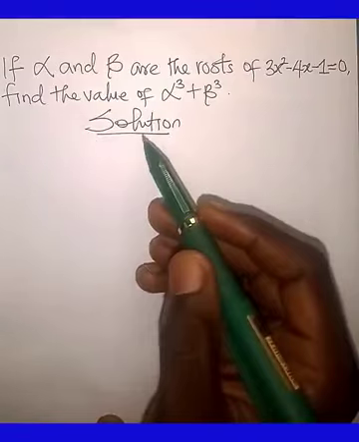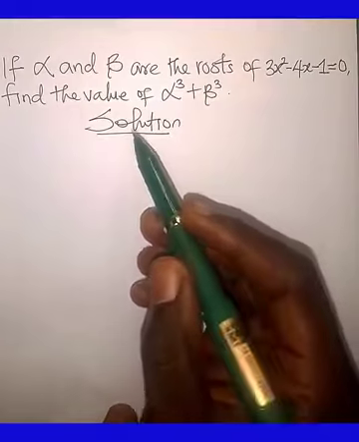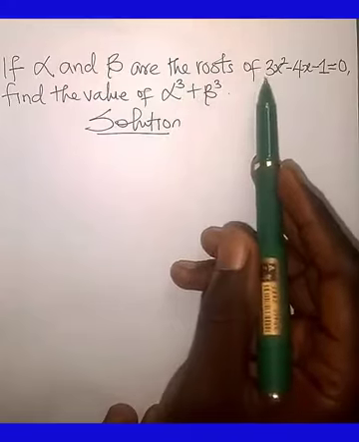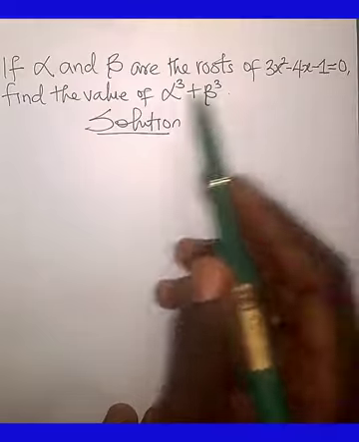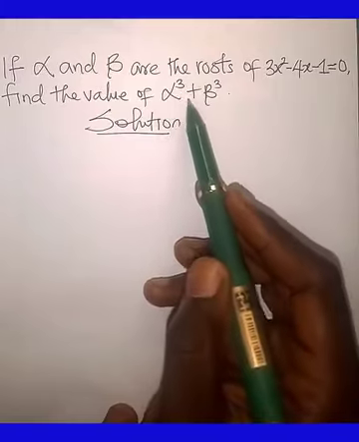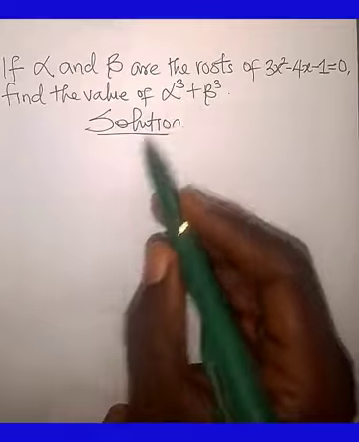We are going to continue from the previous problem we solved. We have: if alpha and beta are the roots of 3x squared minus 4x minus 1 equal to 0, find the value of alpha cube plus beta cube. So let's go ahead and solve this.